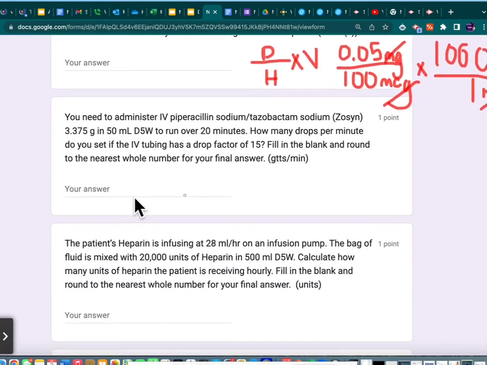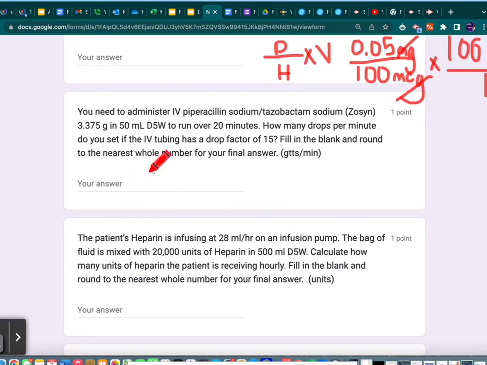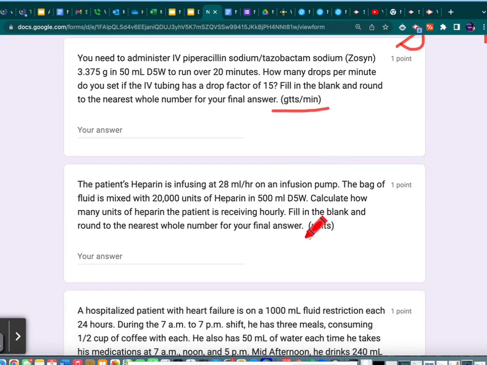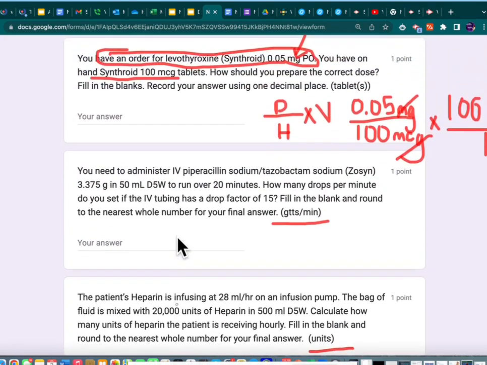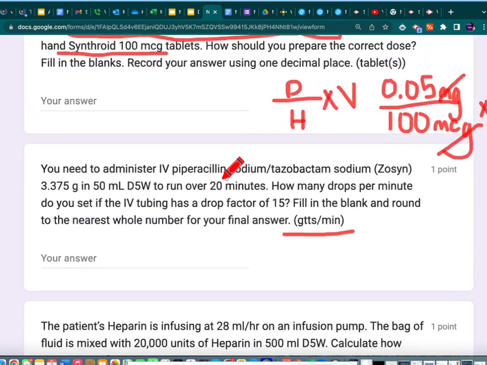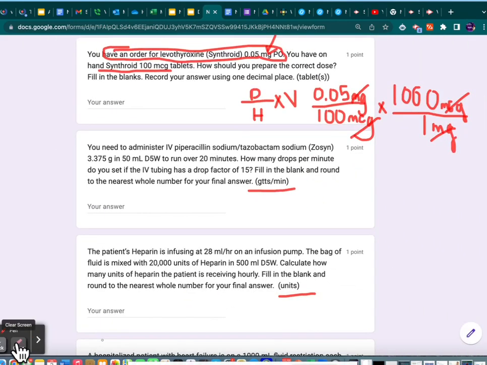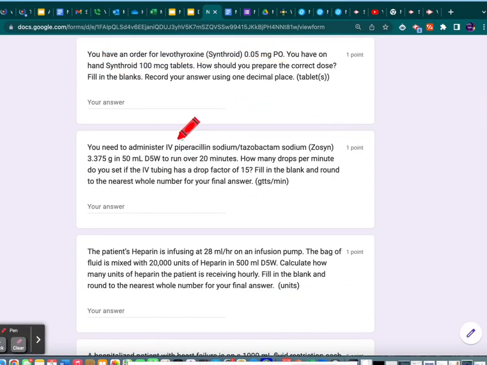All right, let's move along to the next question because this one will present in drops per minute. And then we'll look at this final one with the heparin question, and then I'll just introduce to you this very interesting one that involves eyes and nose. All right, so you need to administer IV piperacillin sodium, tazobactam sodium, or Zosyn. Okay, Zosyn.